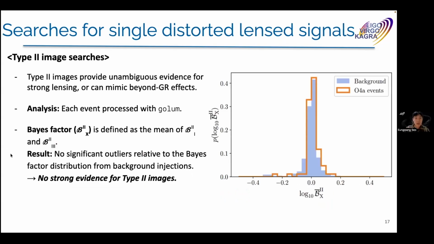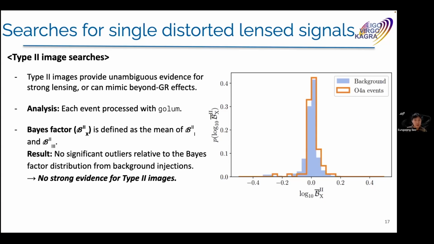Thank you, Ankur. So now let's take a look at the result of our search for single distorted lens signals. First, we search for type 2 images of GW signals. A type 2 image arises when the signal passes through a saddle point in the lens potential, introducing a constant phase shift of pi/2 across all frequencies. Type 2 images are expected to be rare in current detections.